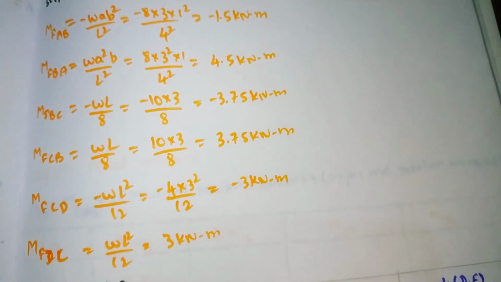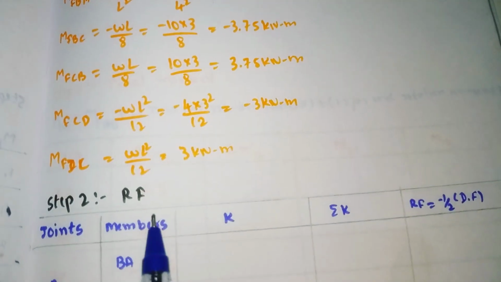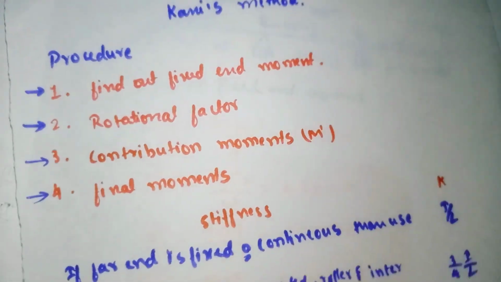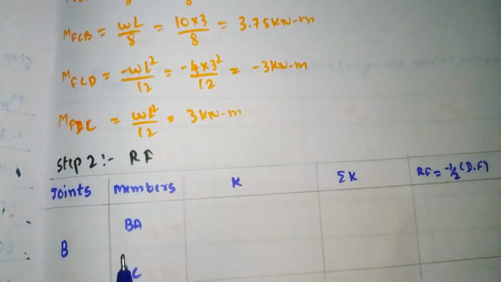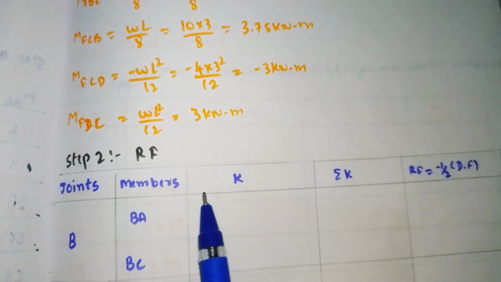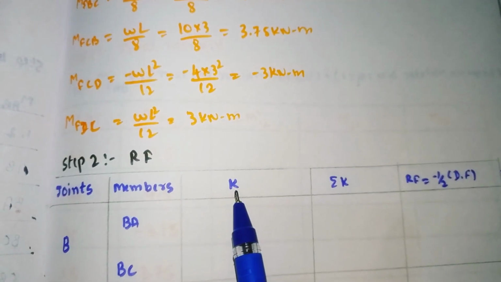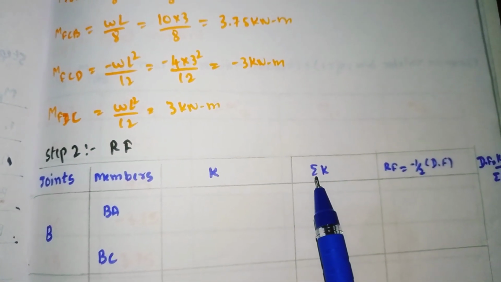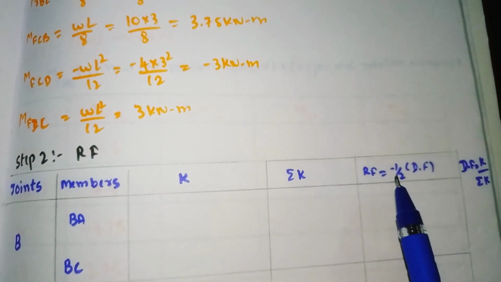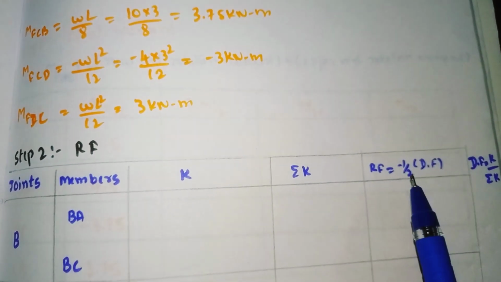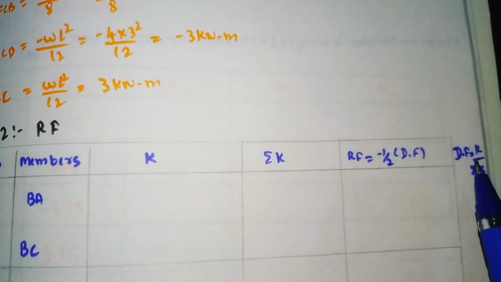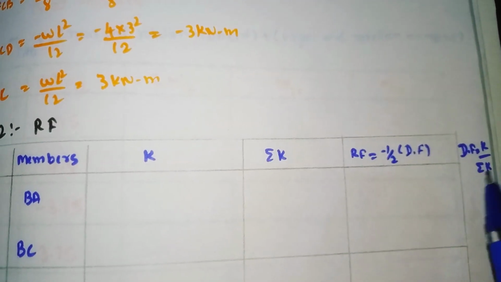So our second step in Kani's method is to find out the rotation factor. To find out the rotation factor, one table will come. So this is the table. The first column has the joint, the second is members, the third is stiffness, denoted as K, then summation of K and RF. For the rotation factor, we have the formula minus 1 divided by 2 into the distribution factor. To find out the distribution factor, we have the formula K divided by summation of K.